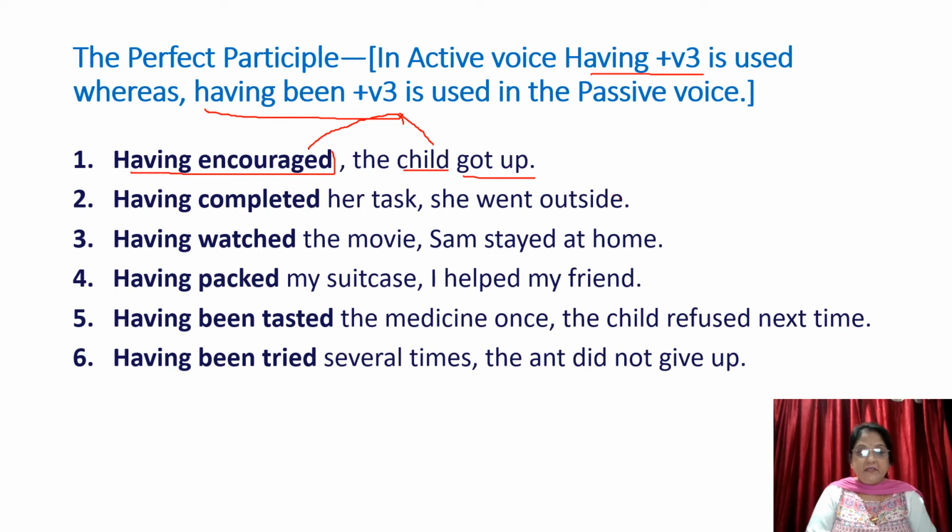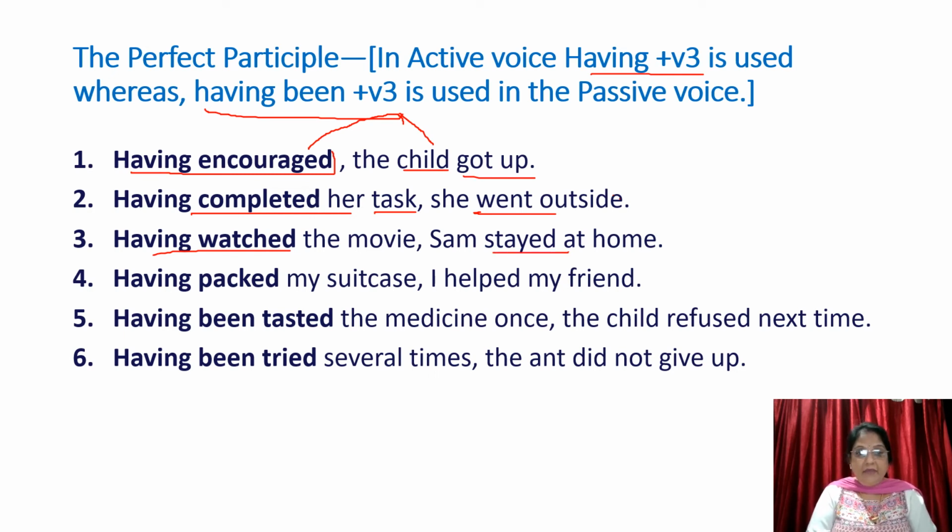Having completed her task, she went outside. Having completed. Complete is the third form of the verb, and here it is behaving like an adjective. So having completed her task, she went outside. Now, went is a verb. Having watched the movie, Sam stayed at home. Stayed is the main verb.